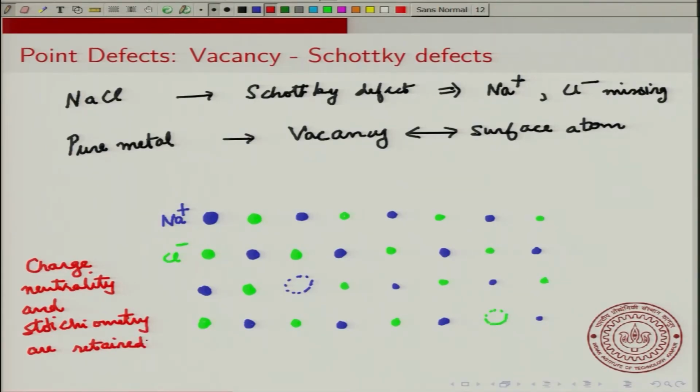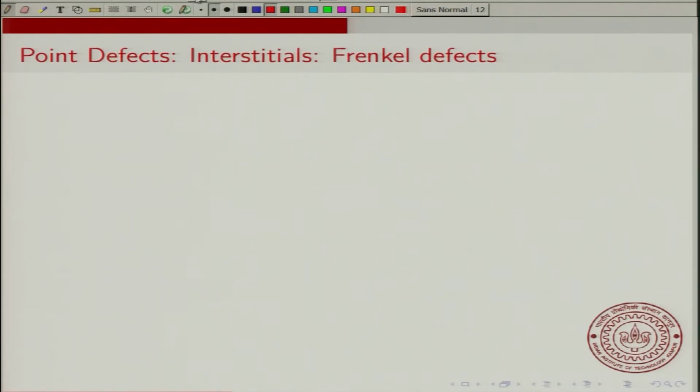And these Schottky defects actually play a big role in electrical conductivity. Schottky defects are much studied in the area of conduction through materials, where they actually play a role. What about Frenkel defects? Frenkel defects are different kinds of defects. These are interstitials.